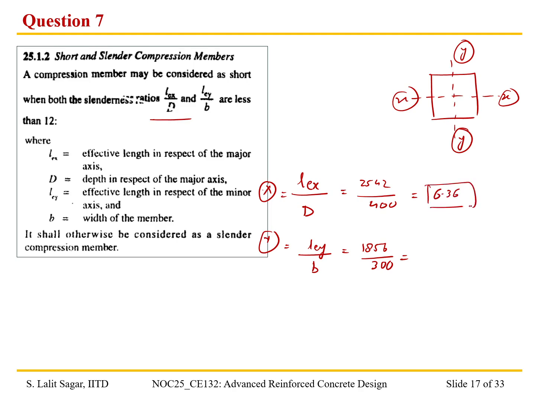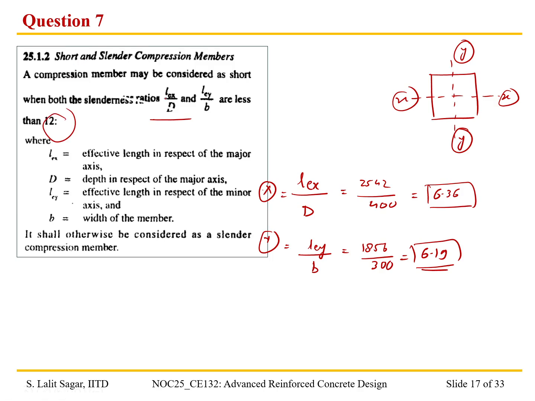6.36 and 6.19. Okay, and so as per clause 25.12 of IS 456 2000, if both the slenderness ratios about the local x-axis and the local y-axis are less than the value of 12, then they can be designed as short compression members.